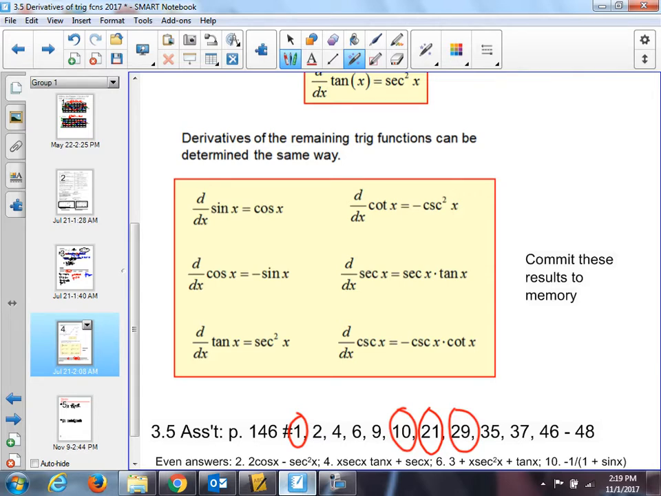Really, I'd say you only have to have 1, 2, 3 committed to memory, and then the others follow from that. Do you guys sort of see what I'm saying? The negative signs on the co-identities. As long as you have this, you know that the cotangent derivative is cosecant. As long as you have this, you know that secant becomes secant tangent, and cosecant becomes cosecant cotangent, when you're talking derivatives. I'm just trying to make you memorize as little as possible.